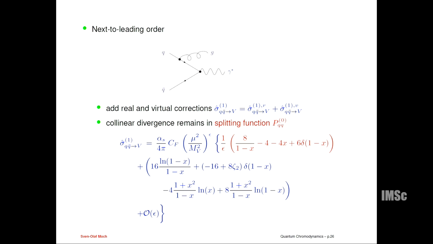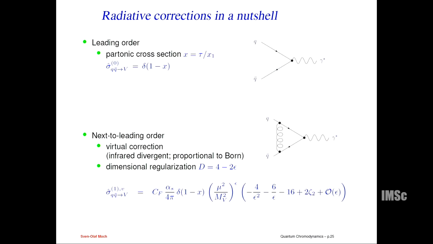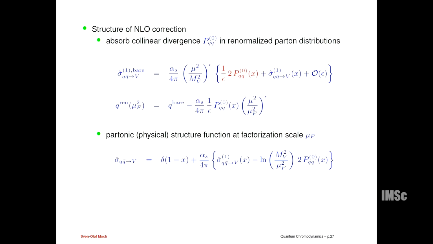And now the only difference is that the collinear singularity that we are finding is now 2 times the splitting function, because we have gluon emission from the incoming quark or the incoming anti-quark. In the DIS case, we only had one incoming quark, so the collinear singularity we found was just 1 times the leading order splitting function. Now we find the collinear singularity proportional to 2 times the leading order splitting function, plus some finite bits and pieces.